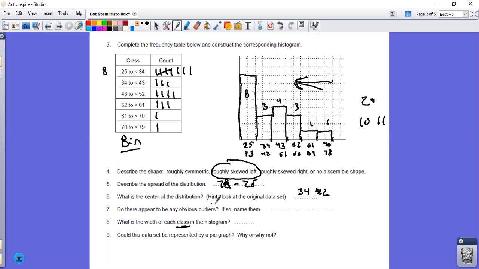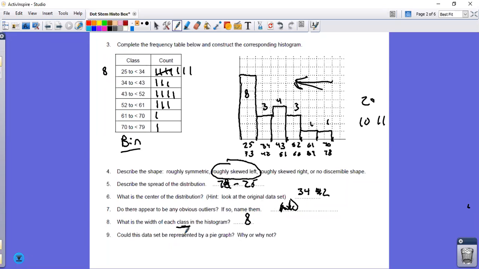Do they appear to be any obvious outliers? No, and we're going to talk about outliers, but if you have data that was just well away from the rest of it, that would be an outlier. That says no, that's a horrible no. What's the width of each class? Like I said, each class has a bin width of 8.